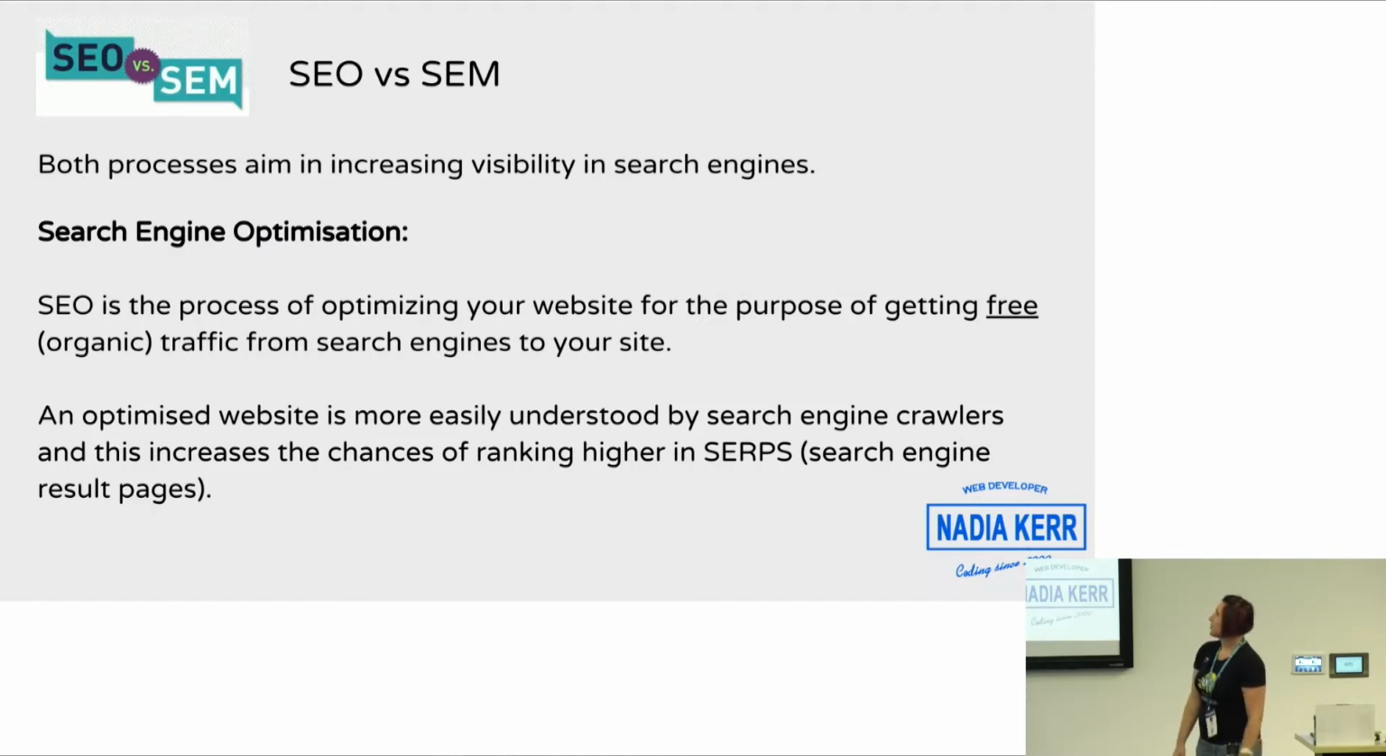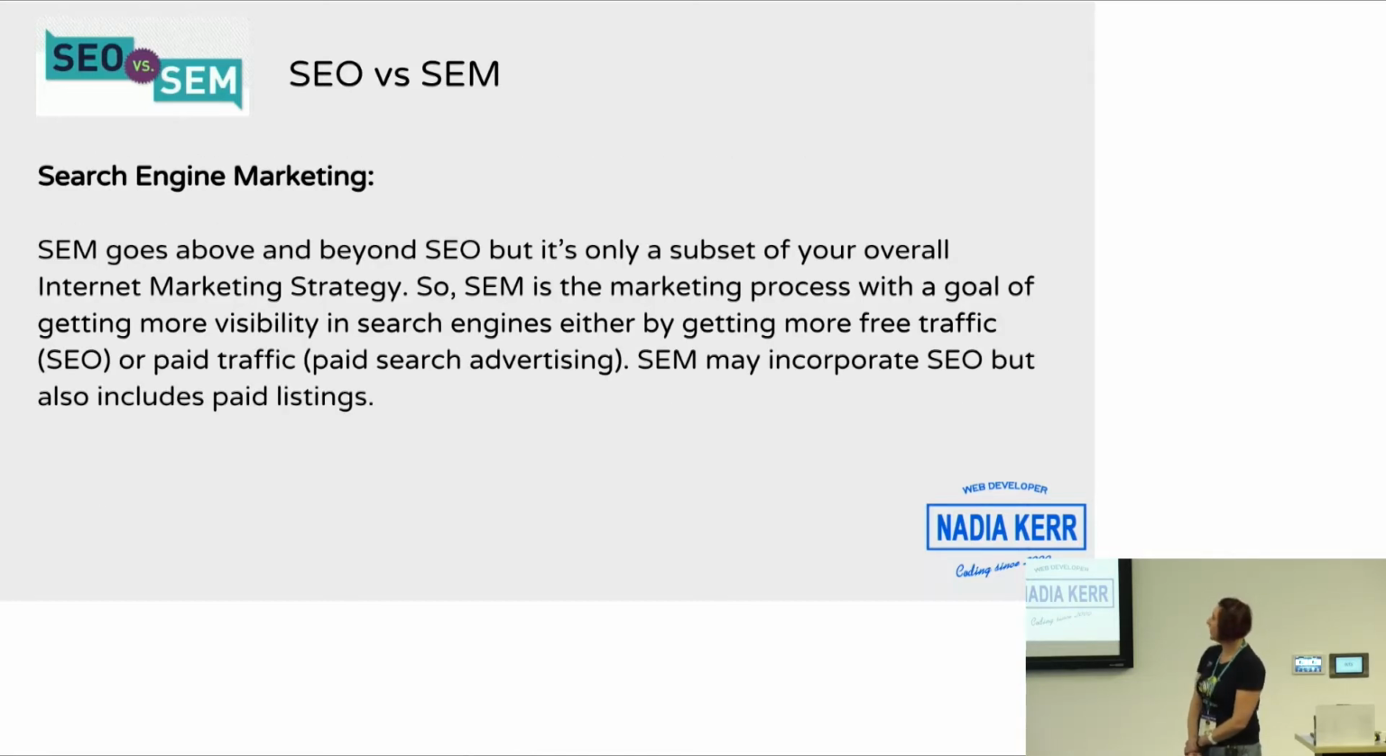So what's the difference between SEO and SEM? SEO is the process of optimizing the site for the purpose of getting free organic traffic to your website. So optimizing your site so that the search engines can crawl it better and rank your website preferably higher above your competitors. SEM, on the other hand, goes beyond that. It's the SEO plus the marketing component, so search engine marketing. It's a complete strategy of looking at SEO and paid advertising together.